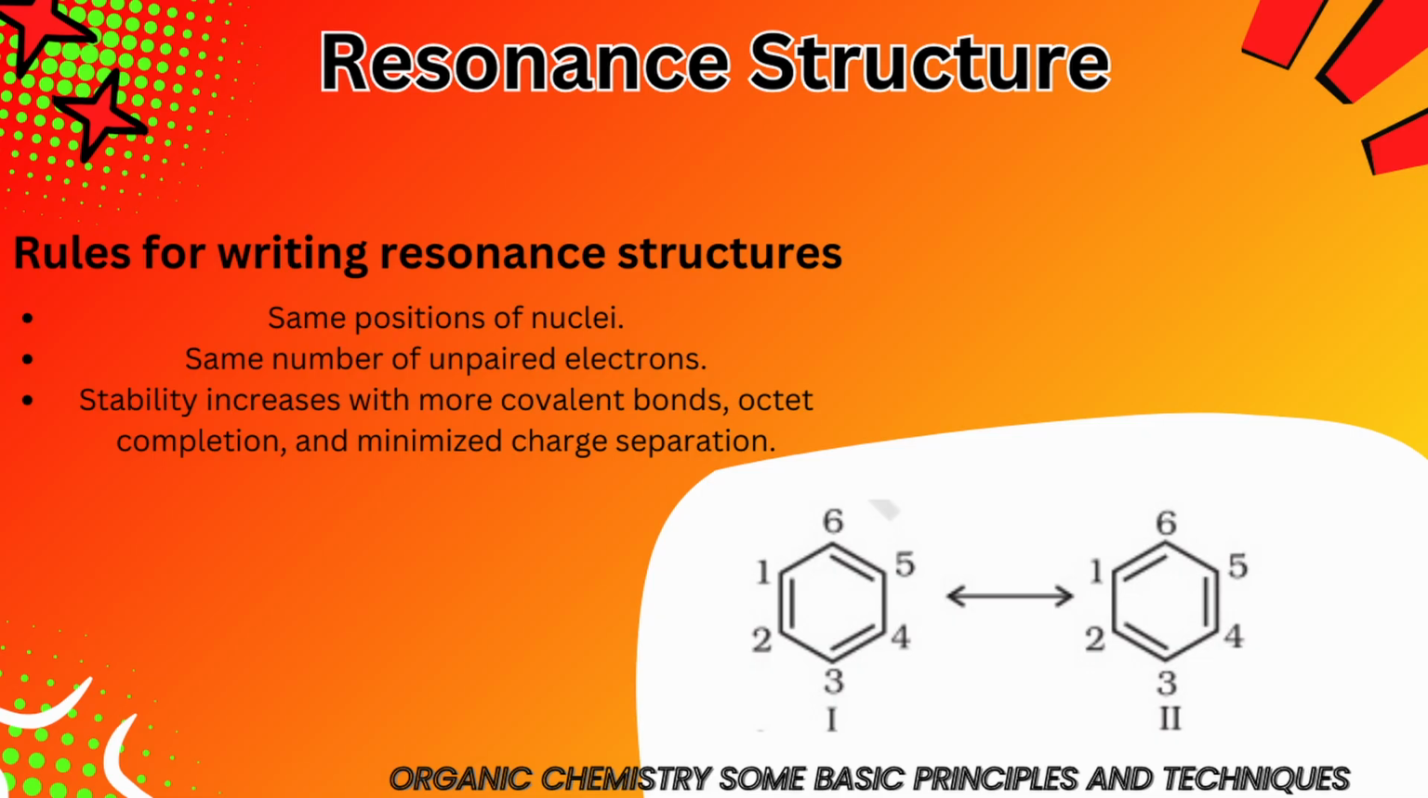Some molecules like benzene can't be represented accurately by a single structure. Benzene is often drawn with alternating single and double bonds, but experimentally all its bond lengths are identical at 139 picometers. This indicates that benzene is a resonance hybrid of its canonical forms. Nitromethane is another example. The difference in energy between the hybrid and the most stable resonance structure is called the resonance stabilization energy. When writing resonance structures, ensure the nuclei positions remain fixed and unpaired electrons are conserved. The most stable structure follows key rules like complete octet and minimized charge separation.